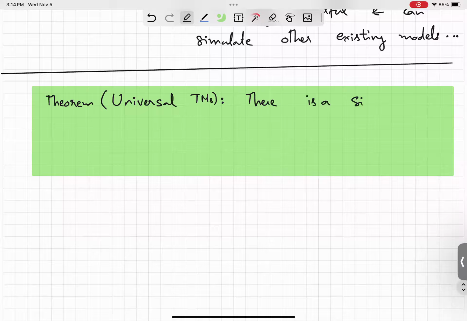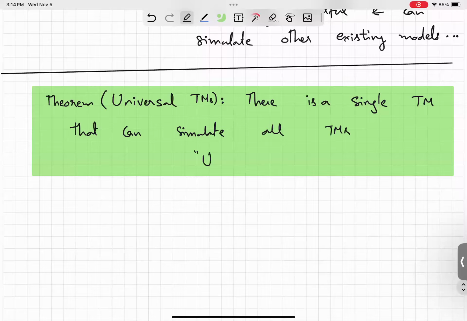There is a single Turing machine that can simulate all Turing machines. And we'll call this a universal Turing machine. Okay? And this is very different, even though similar in spirit, it's way more powerful than the circuit definition, as we will see later on.